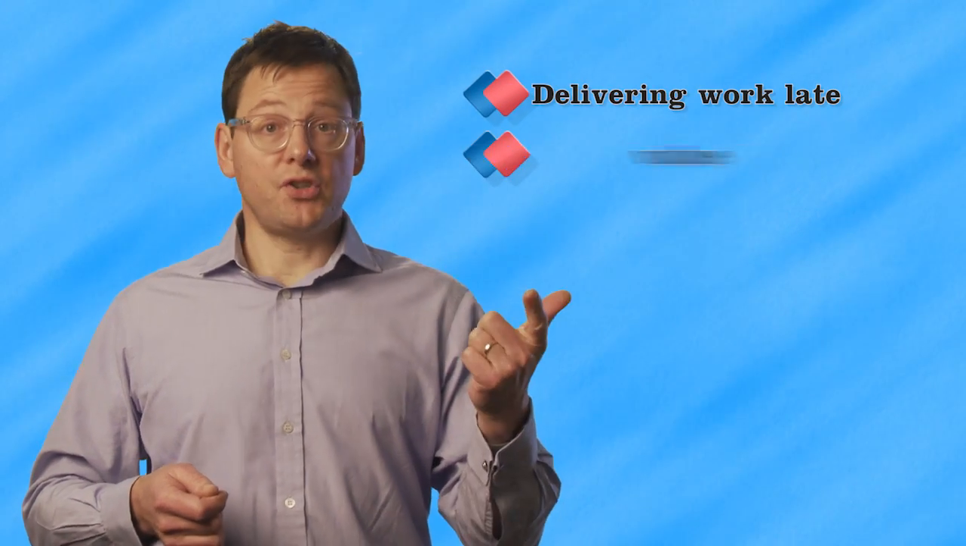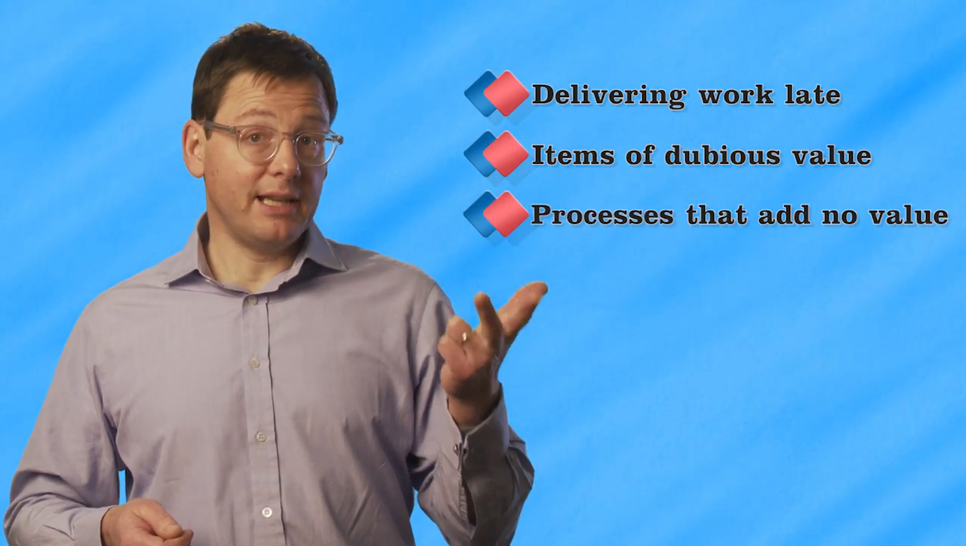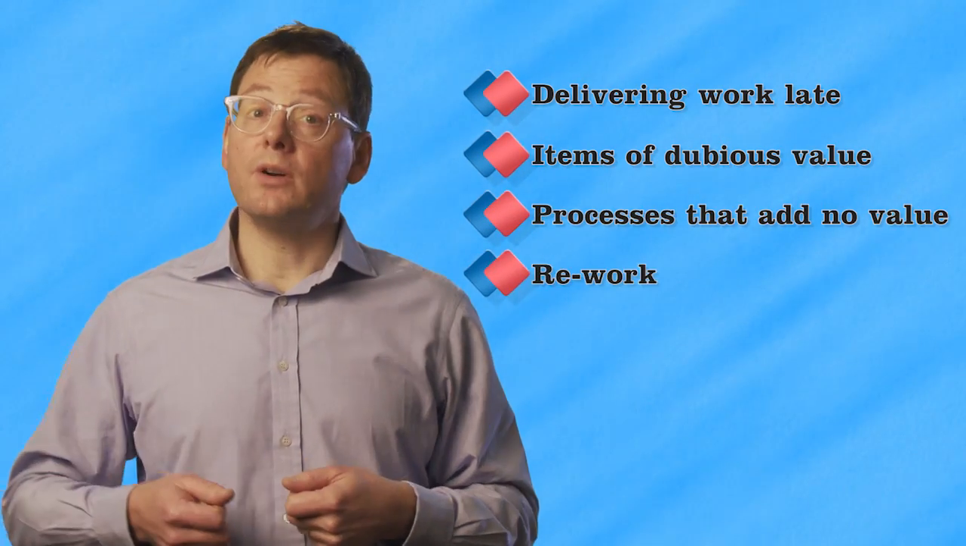This broad definition of waste taken by Agile means that all of the following are wasteful: delivering work late, projects whose scope includes items of dubious value, business processes that add little or no value, and rework. Now obviously, no organisation sets out to be inefficient, and yet research shows that time and time again, current management methods often lead to waste, just like these examples. And it's precisely these management methods that Agile seeks to transform to the benefit of both the organisation and to the individuals working there.